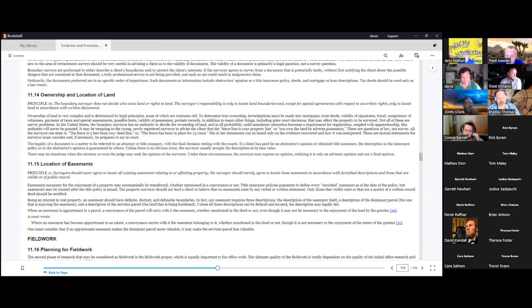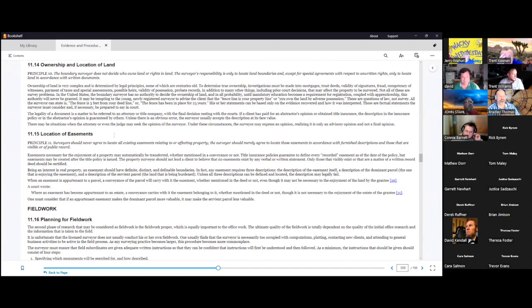Going back to this then, thank you guys. Location of easements. I do like this. Surveyor should never agree to locate all existing easements relating to or affecting property. The surveyor should merely agree to locate those easements in accordance with furnished descriptions and those that are visible or of public record.